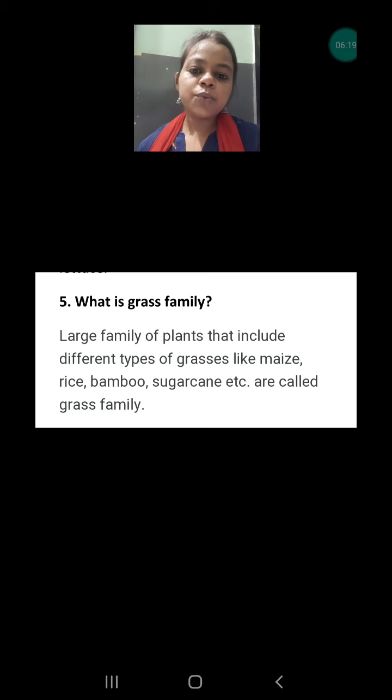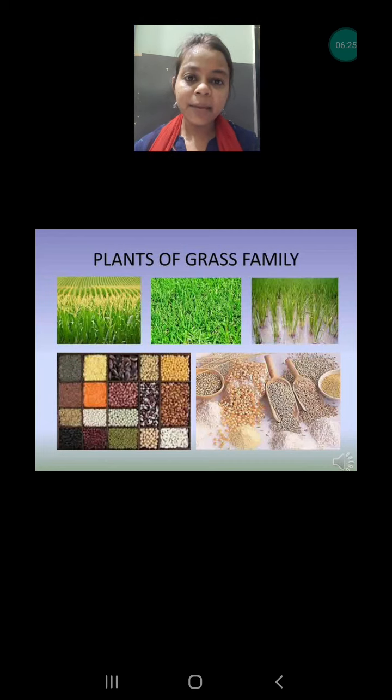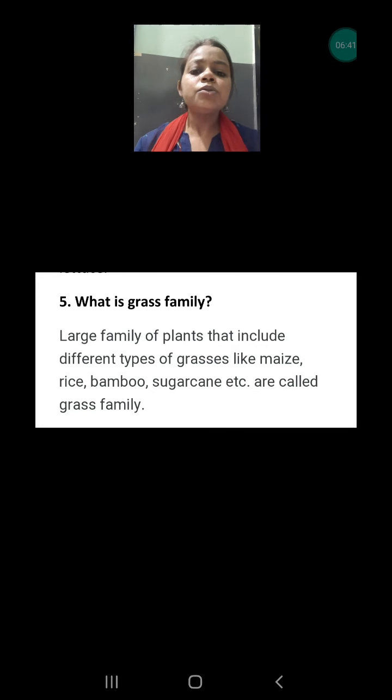Now, the last question is, what is grass family? When I was explaining to you, I told you grass family are the type of plants which are very small in size. They have hollow stems and fibrous roots. They are not very big, they are not very bushy. They are very simple small plants, having a lot of narrow leaves. So this is the large family of plants that include different types of grasses.